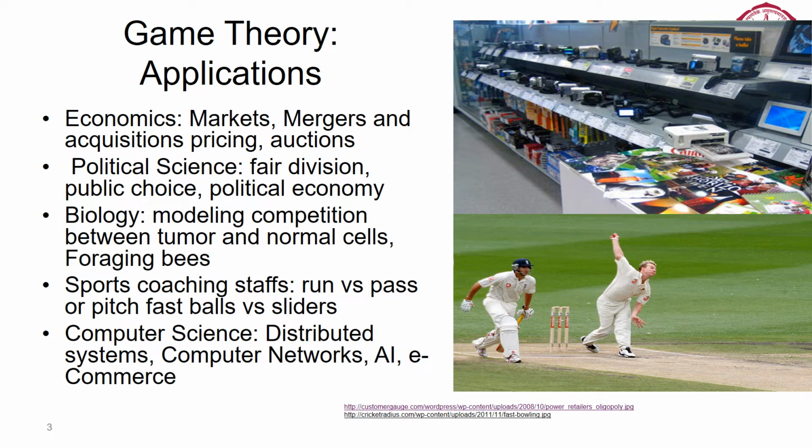Now, formally, it's used in economics, where it primarily started: markets, mergers and acquisitions, auctions, different pricing strategies. Then in political science for fair division, public choice, and understanding the political economy. In biology, to model, for example, the competition between tumor cells and normal cells. Or in sports, should we do a run or a pass, or pitch a fast ball versus a slider. And then later in computer science and engineering: distributed systems, cloud computing, artificial intelligence, computer networks. So a lot of fields across interdisciplinary domains use game theory as a way to solve their problems.